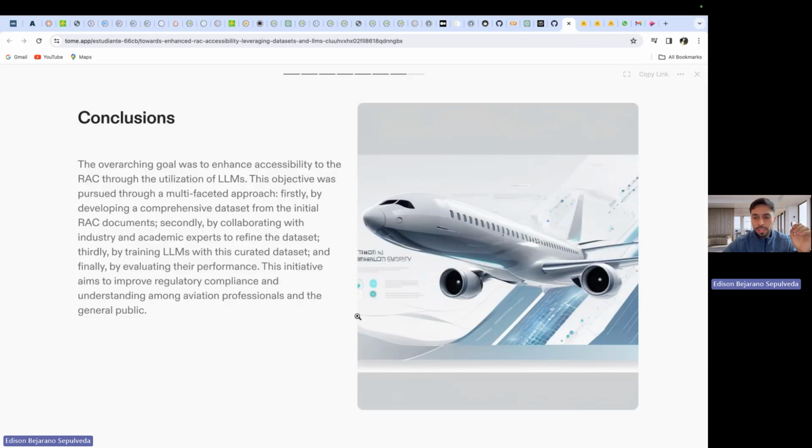As conclusions, we created the first dataset in the domain of aeronautical regulation in Colombia. We also labeled that dataset with experts to get a high quality dataset. We trained LLM models to see what happened with that data, and we also evaluated that model. Maybe our model can be improved with more epochs because we only trained with 2 epochs, so that is important. We enhanced the accessibility of the RAC, so we are happy with that.